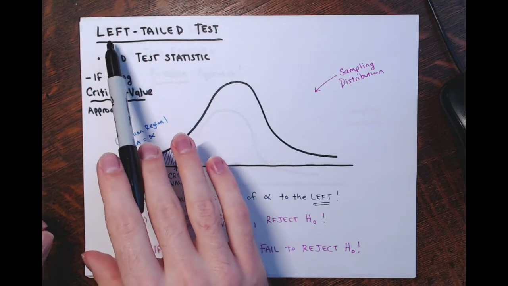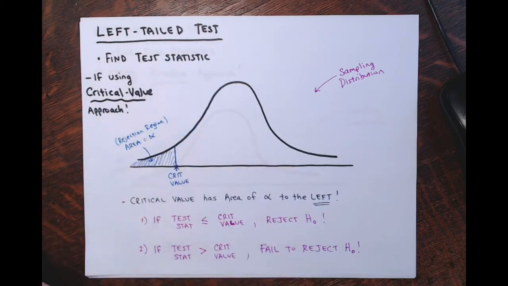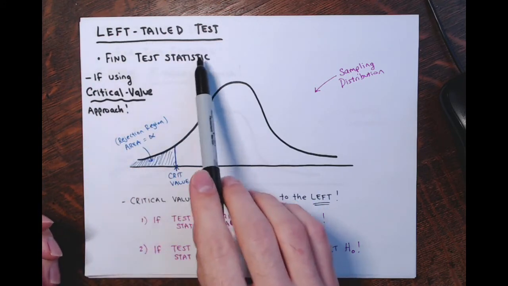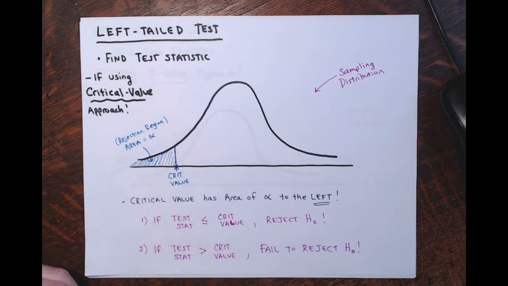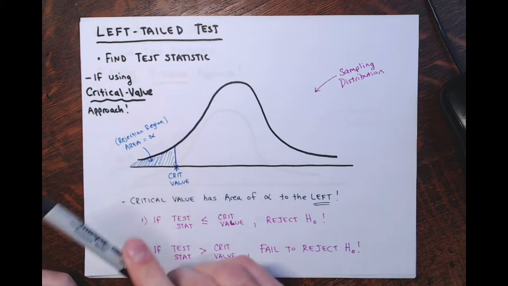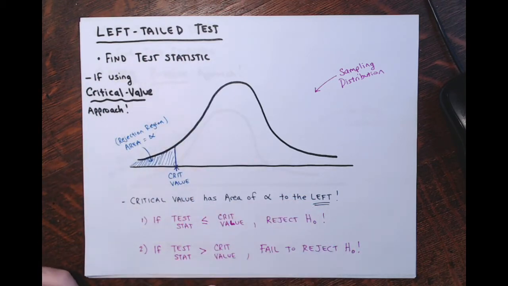So if I'm performing a left-tailed test, well, first you find the test statistic for your sample. And the test statistic is usually going to be like a z-score or a t-score or other things, but for the most part we're going to be working with z's and t's. So you find your test statistic for your sample.